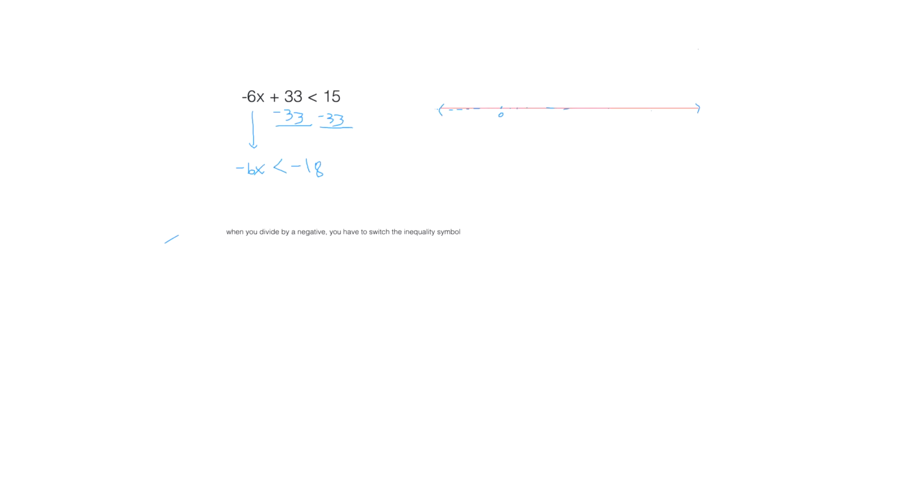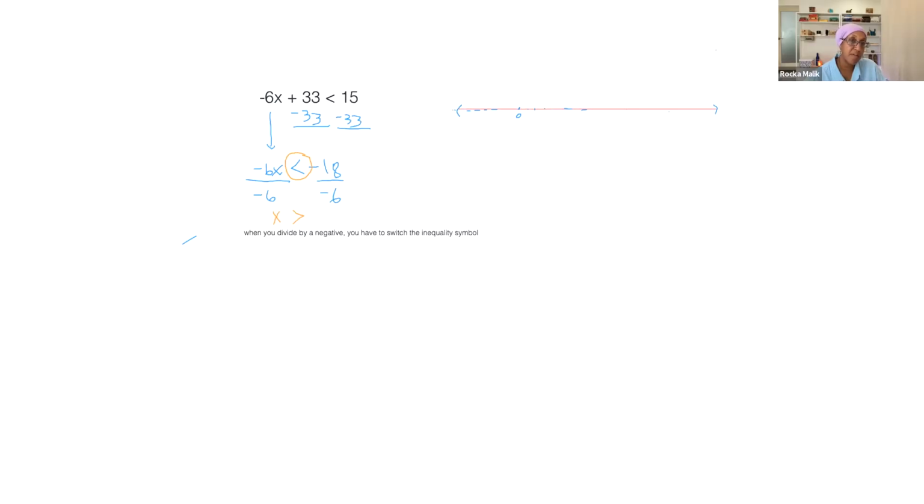So if we wanted to divide negative 6x by both sides, we divide it by 6x. No, you would divide it by negative 6x. You still get the same answer. So you'll divide it by negative 6, sorry. But this is the sign that you have to switch. So now instead of less than, it's greater than. Oh, okay. So x is greater than 3.